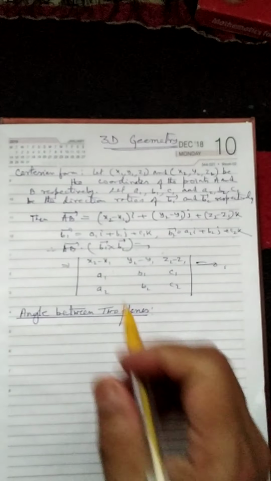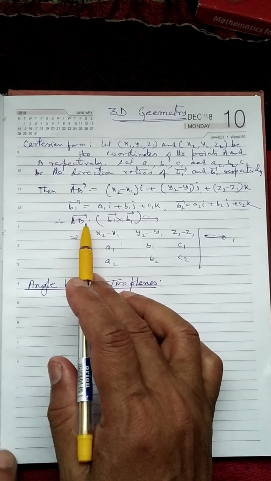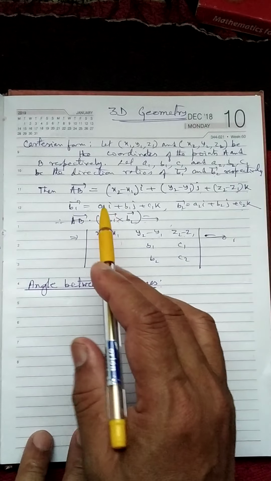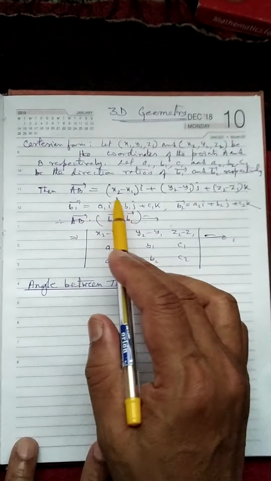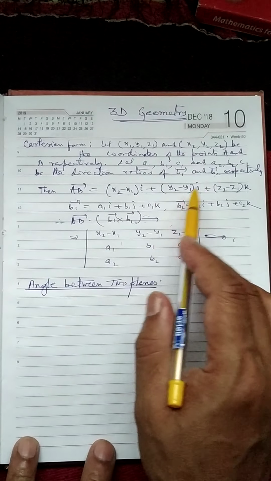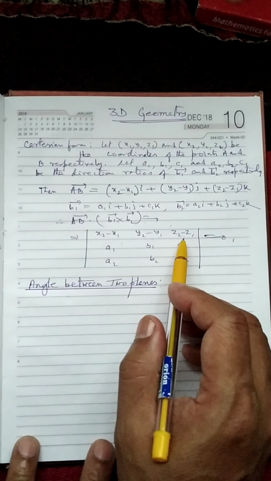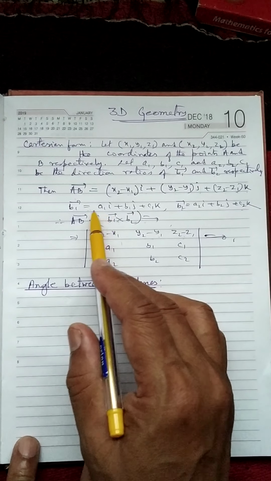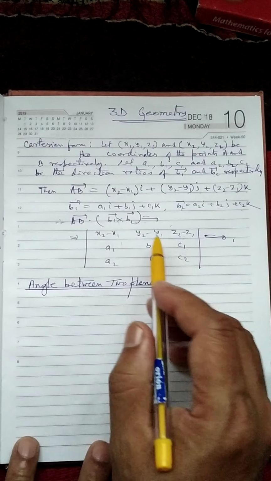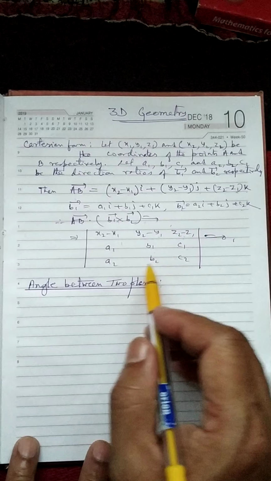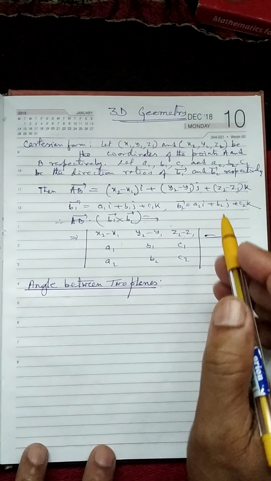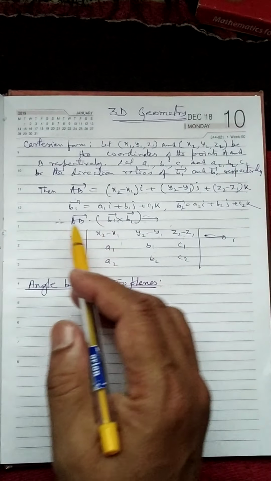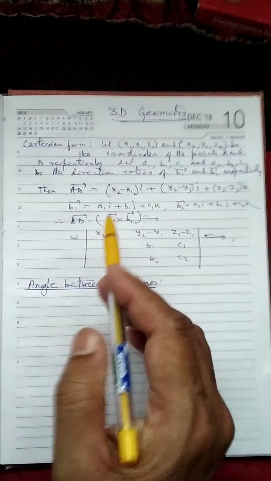Now here we will use the concept of the vector triple product. The scalar components of vector AB are x2 minus x1, y2 minus y1, z2 minus z1. That is the first row of the determinant. The second row will be the scalar components of the vector b1, a1, b1, c1, and the third row the scalar components of b2, a2, b2, c2. And this is equal to 0. This is the condition that means two lines will be coplanar.